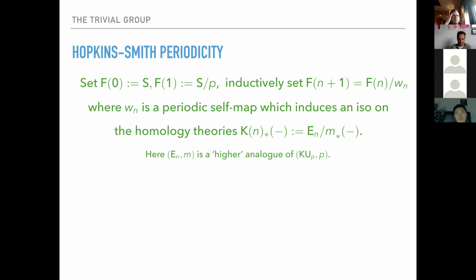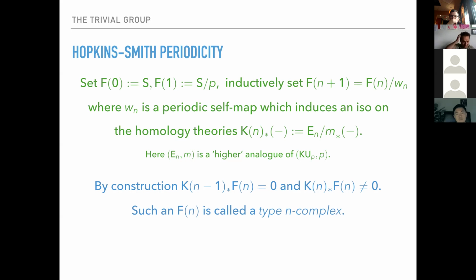Of course, these Lubin-Tate theories are probably familiar to most of the audience here. They're the higher analogs of the p-adically completed K-theory. By construction of these spectra, the (n-1)st Morava K-theory of Fn is 0, and the nth Morava K-theory is non-zero. So these are called type n complexes. Again, even knowing that such things exist is quite a bit of work.